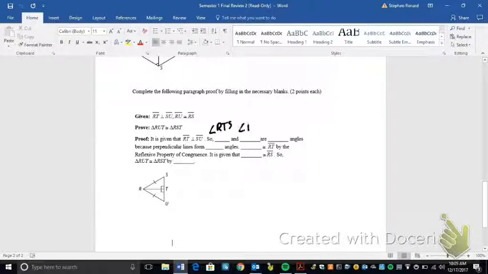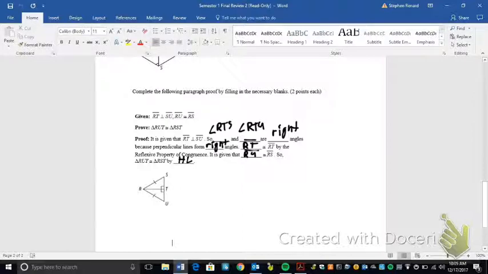So I go, well, RTS and RTU are right angles because perpendicular lines form right angles. RT is congruent to RT by the reflexive property of congruence. Now again, when I look at it and go, okay, the reflexive property of congruence, what up there could be reflexive? RT is the only one. It is given that RU is congruent to RS, so RUT is congruent to RST by hypotenuse leg.